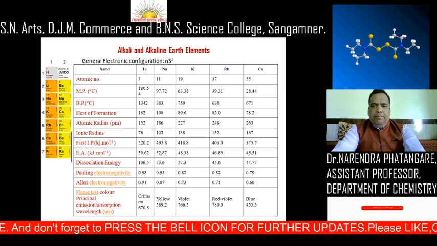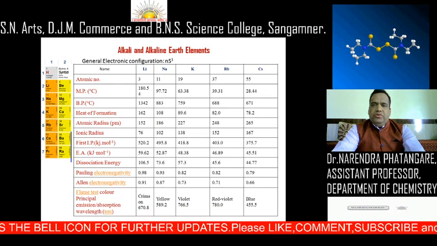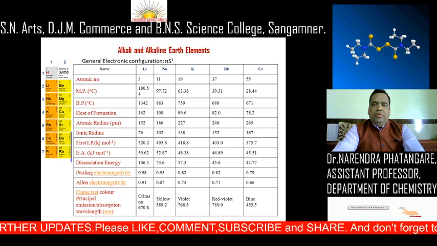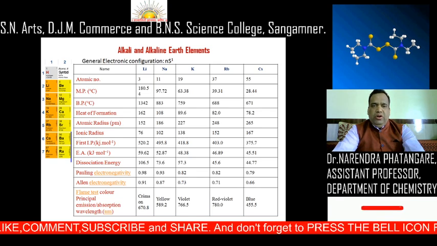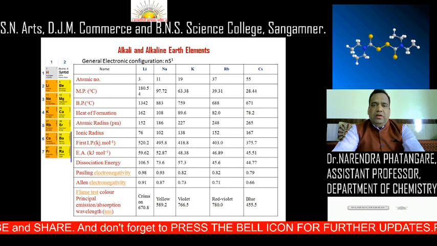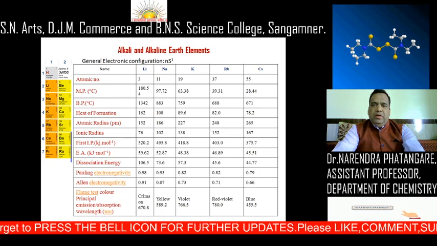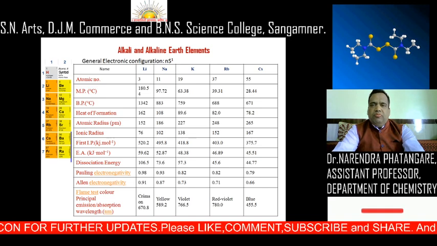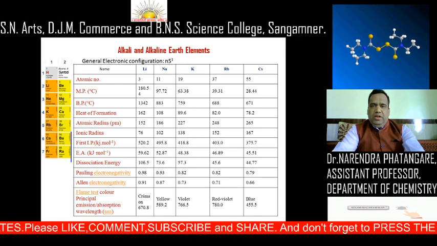As a trend, the melting point of alkali elements is reduced from top to bottom, that is from lithium to cesium. In the case of boiling point also, they are decreasing in descending order. Heat of formation is larger in the case of lithium, while it is lower in the case of cesium. That is, the size plays a very important role in deciding the heat of formation. Heat of formation means lithium can form a bond with other elements.